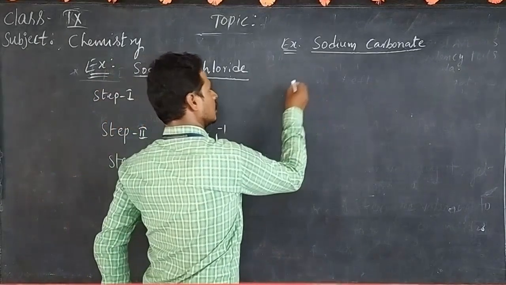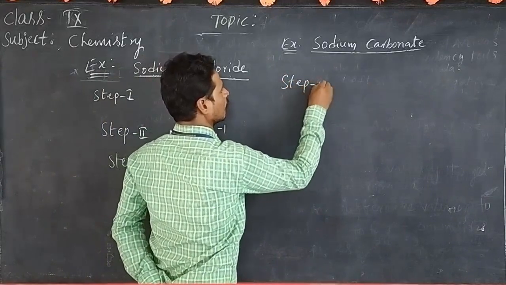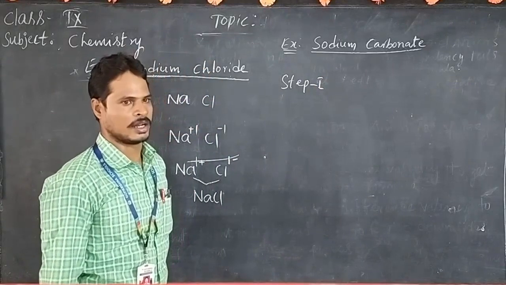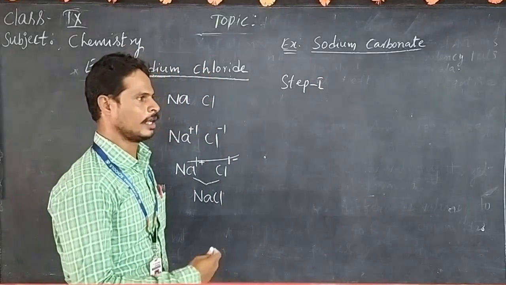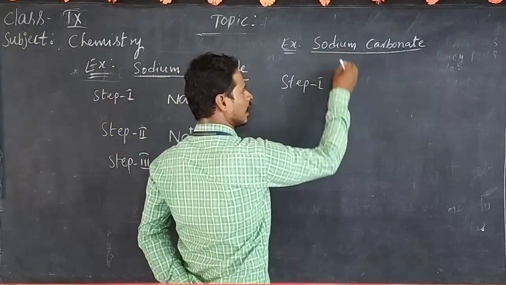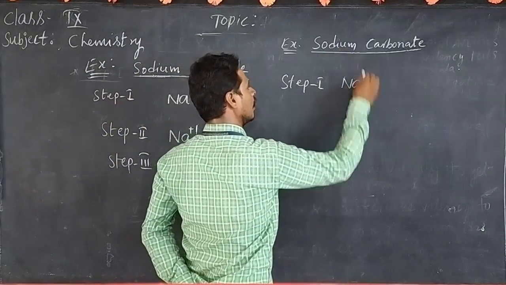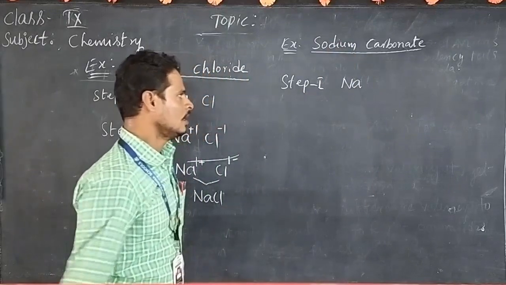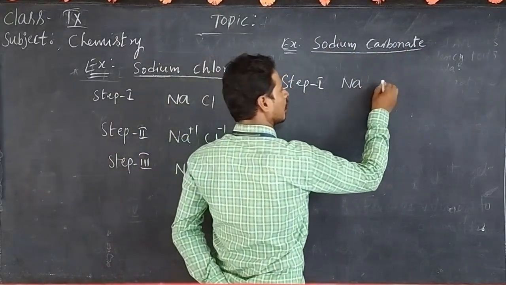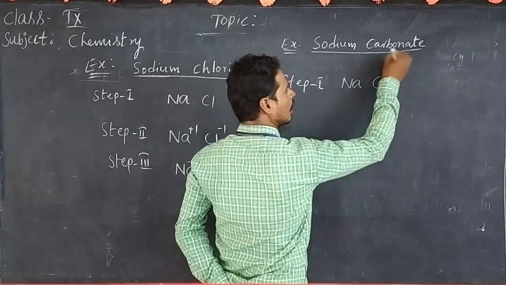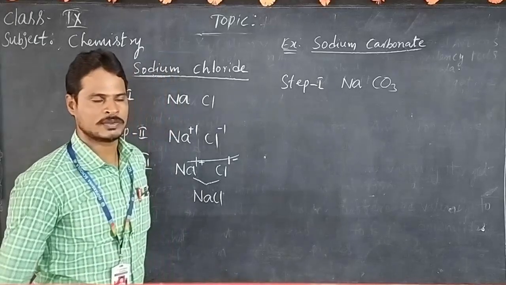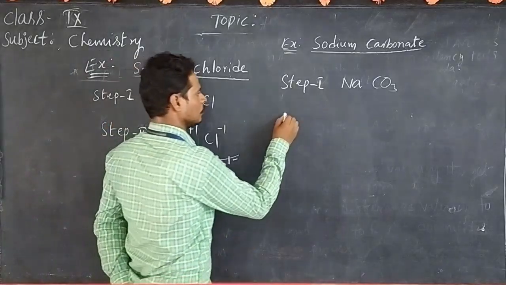Now we know step 1. What is step 1? To write the cation and anion. Where should we write the cation? On the left side, and the anion on the right side. So here what is the cation? Sodium is the cation, so we should write it on the left side. Anion: here carbonate is the anion, so we should write it on the right-hand side. What is the formula? Carbonate, CO3. Step 1 is over. Step 2.